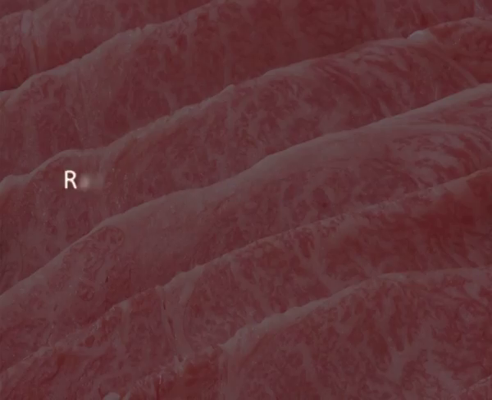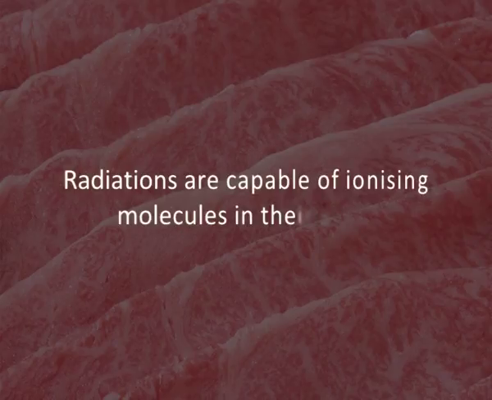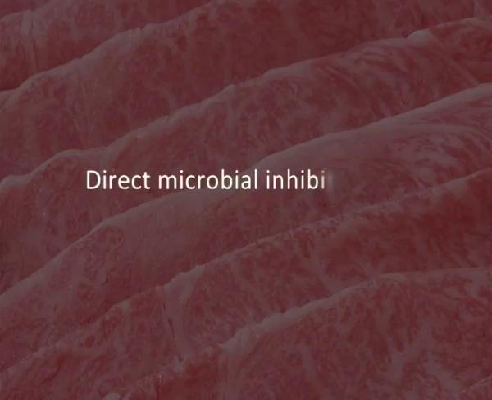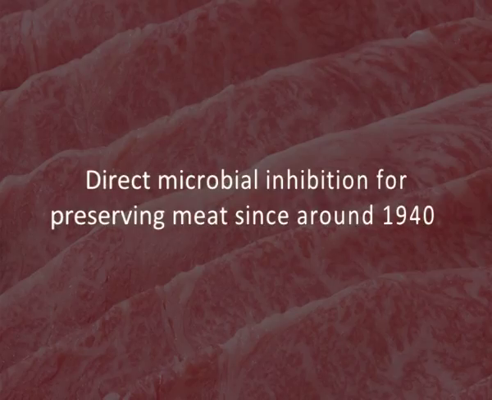Irradiation. Radiations are capable of ionizing molecules in their path. These radiations can destroy microorganisms by fragmenting their DNA molecules and causing ionization of inherent water within microorganisms. Ionizing radiations has been a method of direct microbial inhibition for preserving meat since around 1940. Since microbial destruction of foods takes place without significantly raising temperature of food, irradiation is also referred to as cold sterilization.